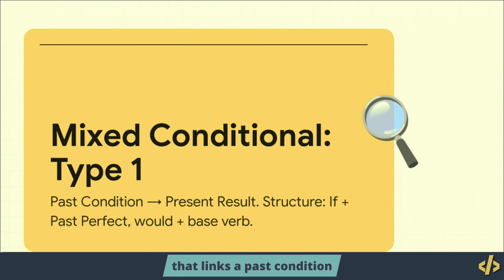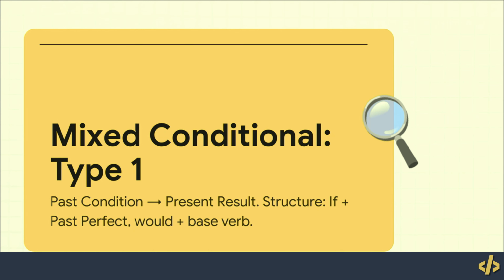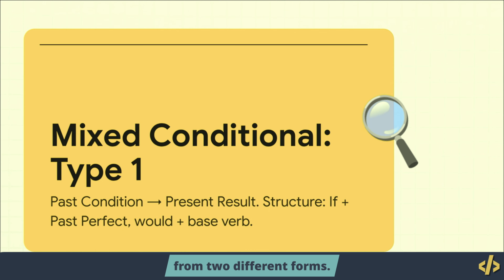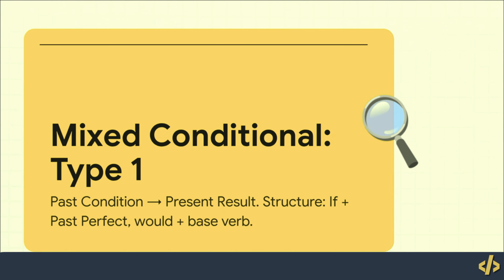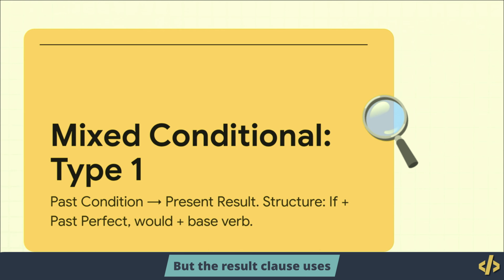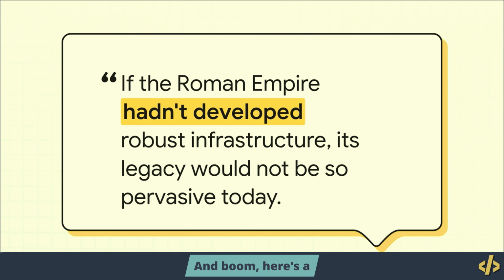First up, we've got the type that links a past condition to a present result. Take a look at the structure. It's kind of cool, right? It's like we're borrowing from 2 different forms. The if clause uses the past perfect, just like a third conditional, but the result clause uses would plus the base verb, just like a second conditional. It's the perfect little tool for bridging that time gap. And boom, here's a perfect example of it in action. We're connecting something that happened thousands of years ago, building infrastructure, to its direct observable consequence right now, today. You can immediately see how powerful this is for any kind of historical or academic analysis.